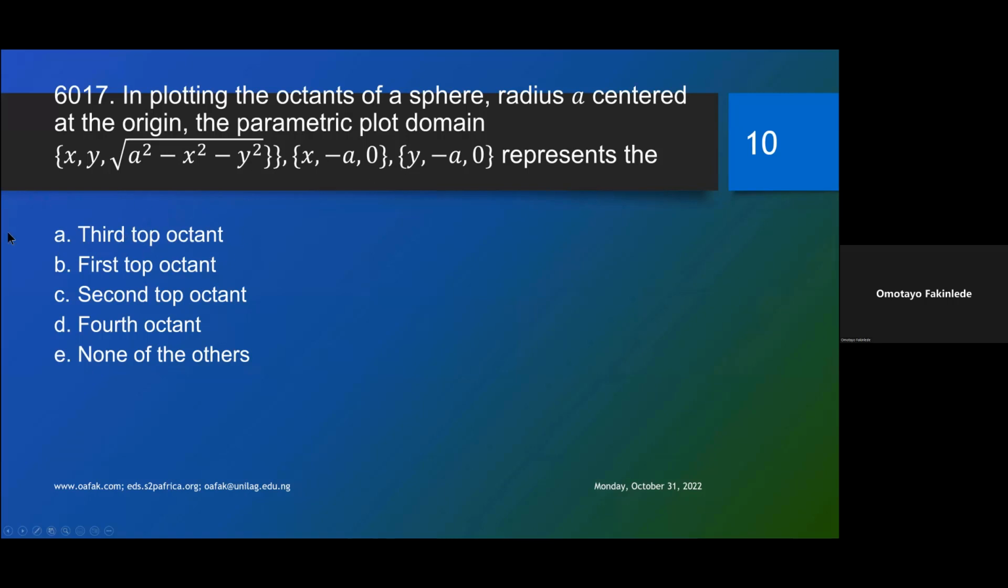So that is it, this one is the 3rd octant. And the best way to confirm this, if it is not obvious to you, is to plot it using Mathematica or any other symbolic algebra tool you have. You will see that this is going to give you the curved surface of the 3rd top octant. That is if you count from phi equal to 0.